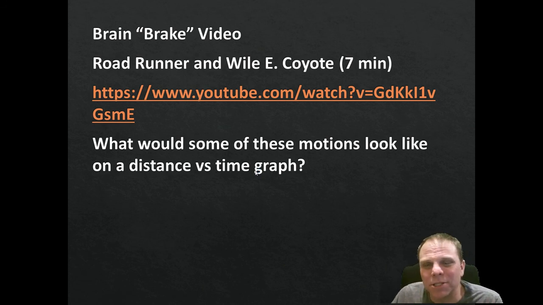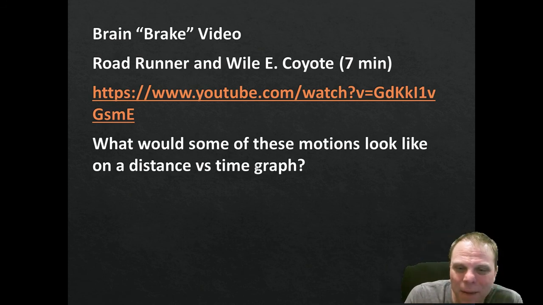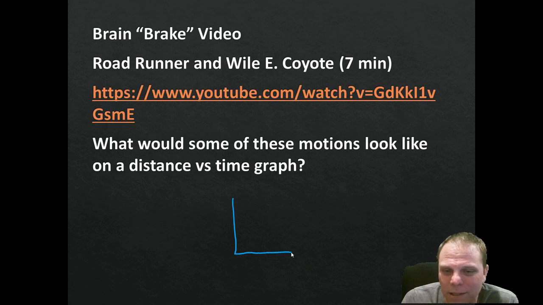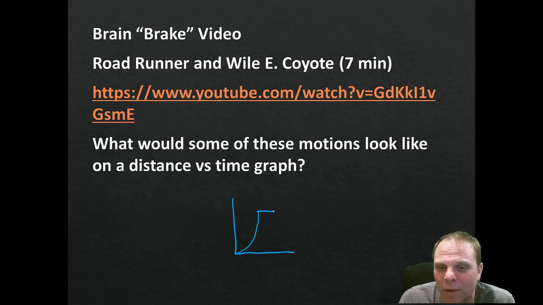What would some of those motion actions look like on a distance versus time graph? Like, think about the coyote when he runs into a solid rock. He's going from really fast, and all of a sudden he runs into a solid rock. So maybe he's speeding up, and he's getting faster and faster and faster, and all of a sudden he runs into the rock, and he's completely flat. Okay, what would that look like?